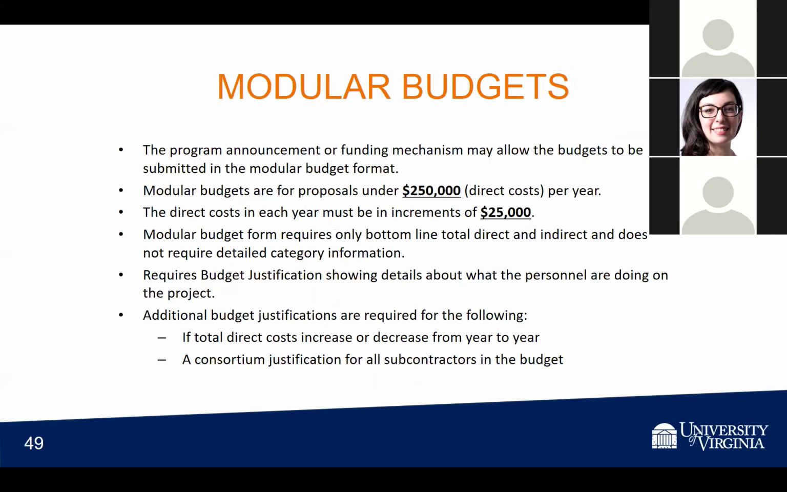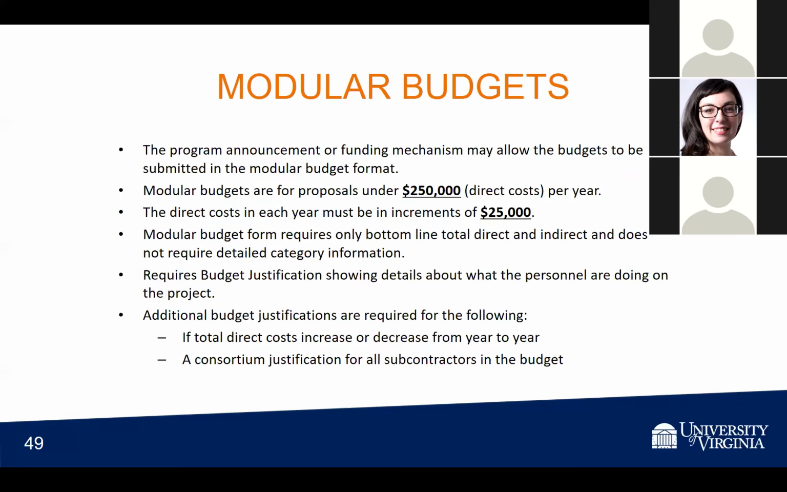Modular budgets. The program announcement or funding mechanism may allow the budgets to be submitted in a modular budget format. Modular budgets are for proposals under $250,000 direct cost per year. Some of these dollar amounts are the types of things that could come up on a CRA exam, so memorizing all these thresholds is really prudent. Direct costs in each year must be in increments of $25,000. The modular budget form requires only bottom line total direct and indirect and does not require detailed category information.